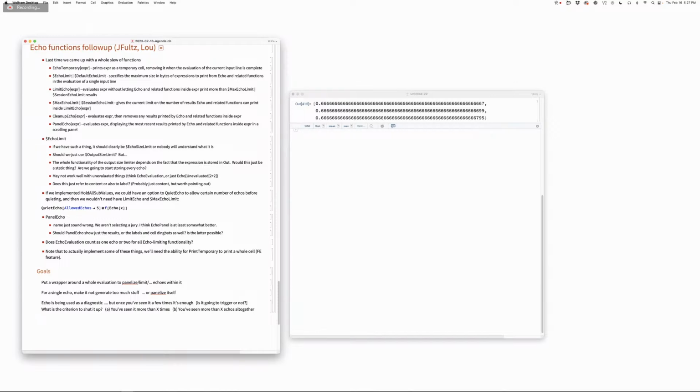Right, and you're imagining something where all you have is echo and there's no outer wrapper? No, I'm saying we could put an outer wrapper around the whole thing to determine this. The issue is, for example, we could have an echo control, right, of expa.